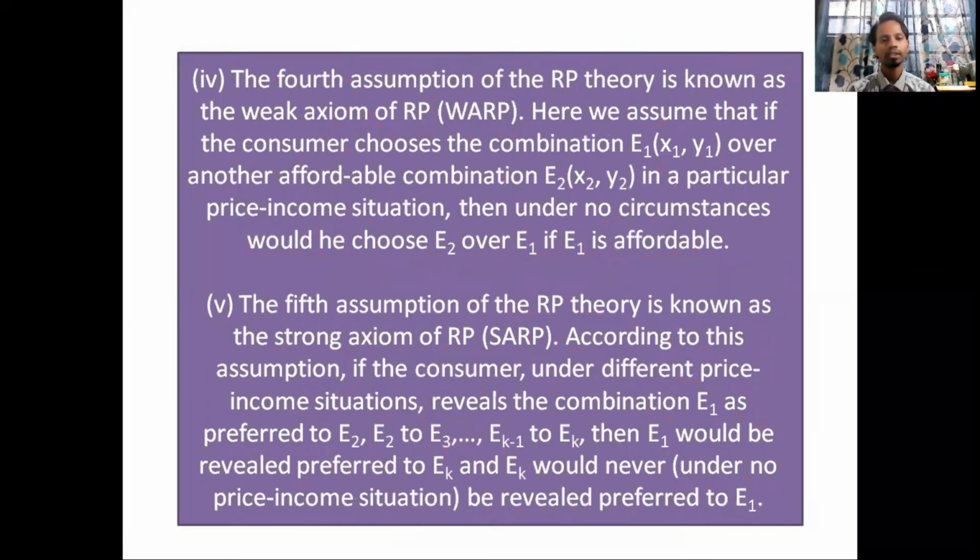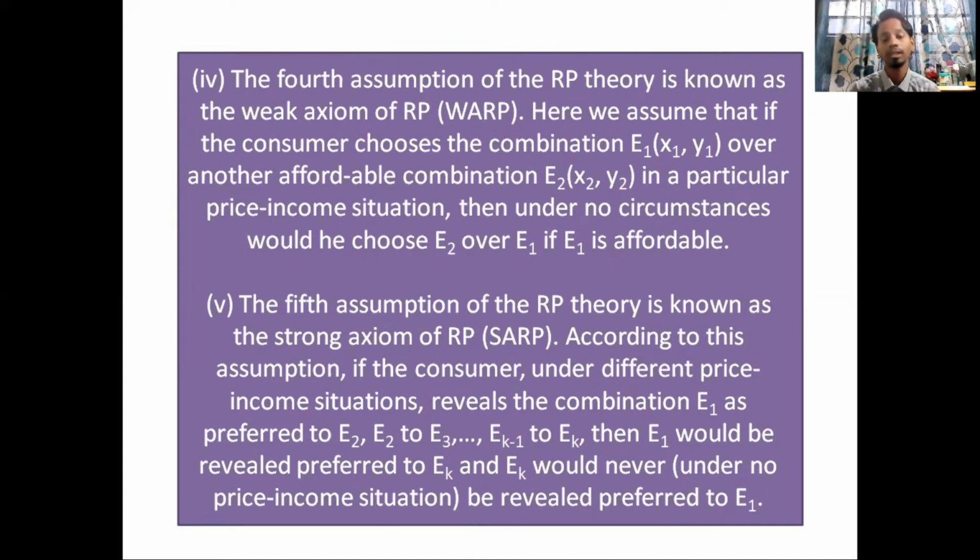Fourth assumption. The fourth assumption of RP, that is revealed preference theory, is known as the weak axiom of RP. WARP is nothing but the weak axiom of revealed preference. Here we are going to learn about a point where it is weak, where you are not able to make a choice. So the assumption directly shows a time where it becomes weak for a consumer to choose. Let's go ahead.